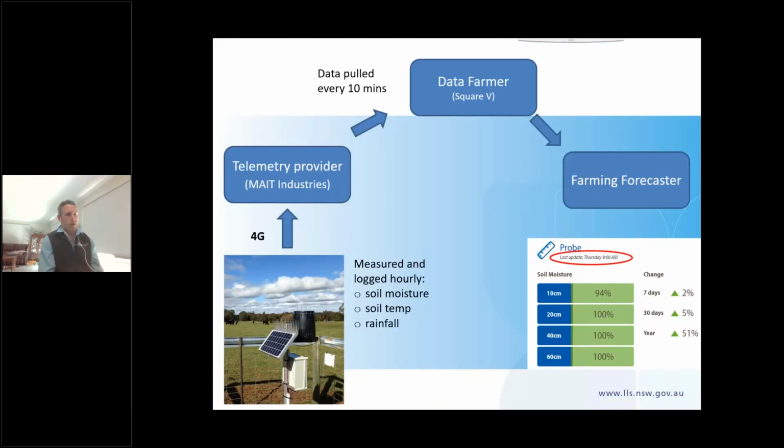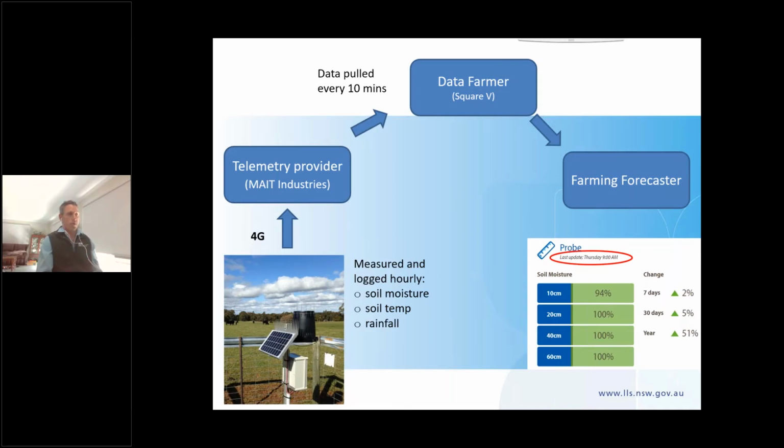So this slide shows how the information is collected in the field and then transferred and displayed on Farming Forecaster. Data is sent from the paddock, and we are measuring every hour. We are measuring and logging soil moisture, soil temperature, and rainfall. And every hour, that information from the field is sent via the 4G network to a telemetry provider.